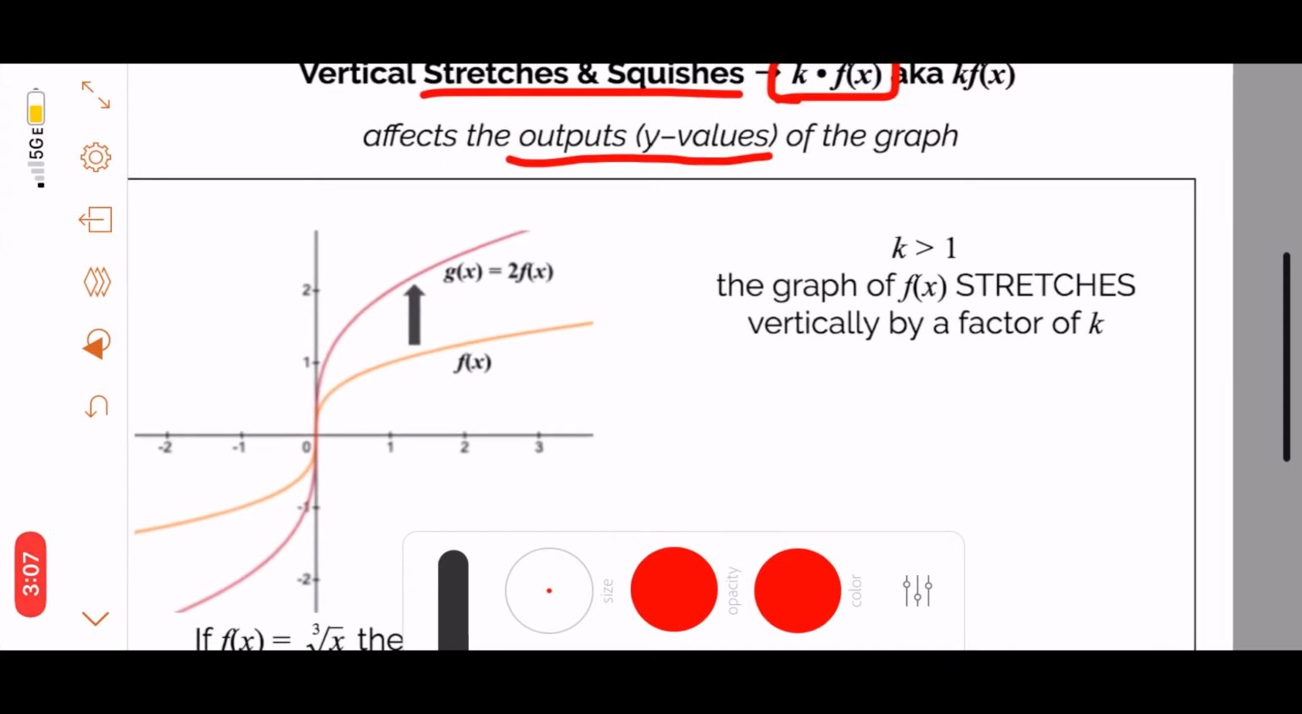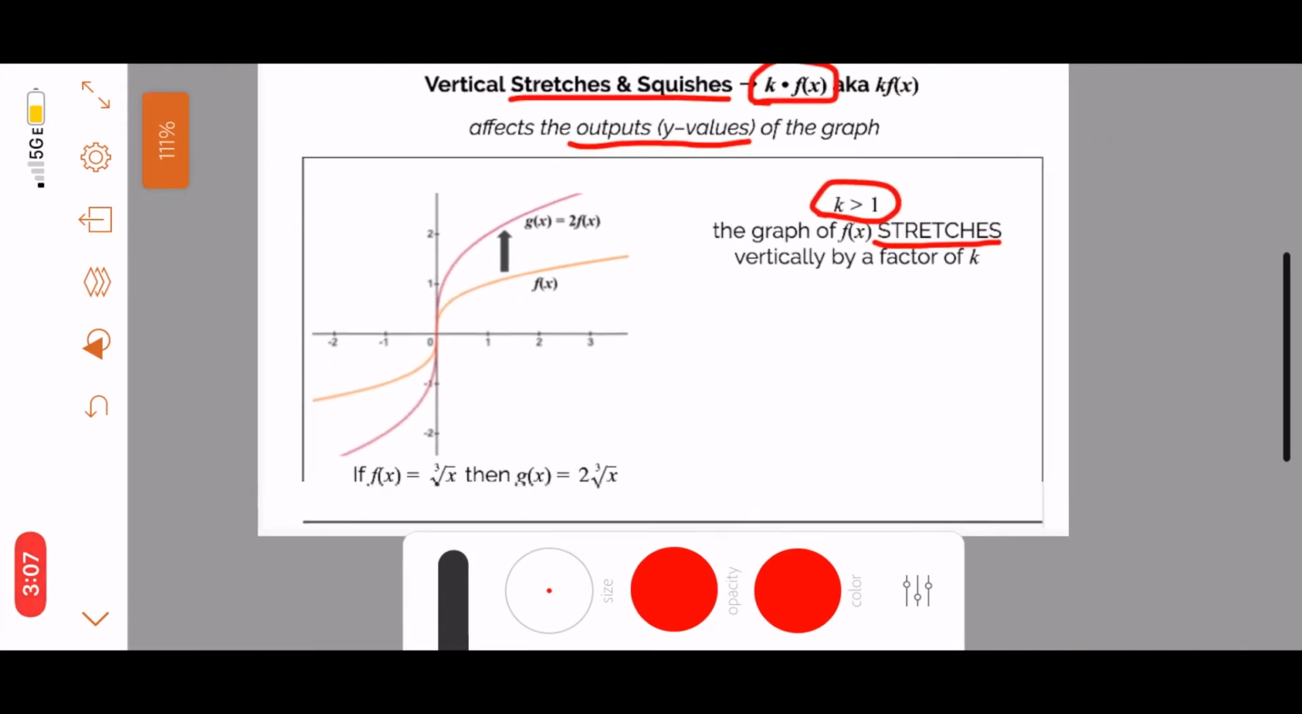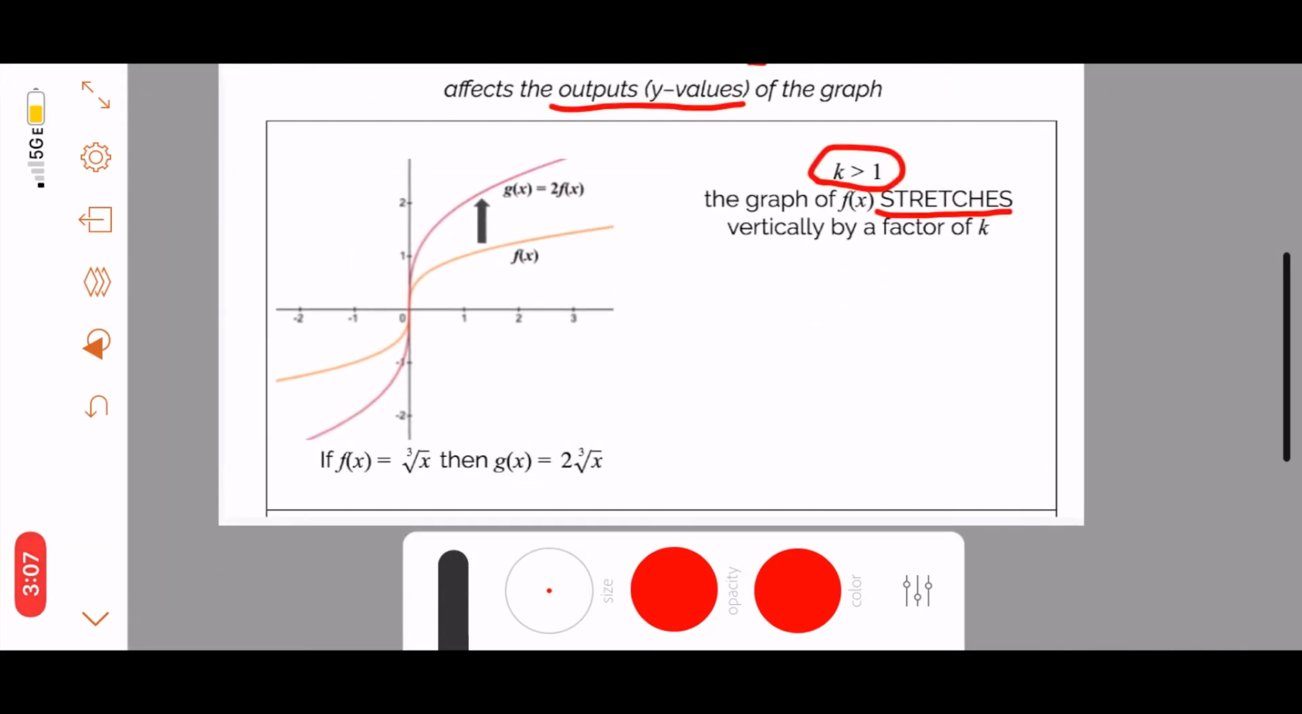Now this first example is a stretch, and you can tell it's a stretch because k is going to be greater than 1. And we say the graph stretches by a factor of k. So in this example, we're using the graph of the cube root of x, and then it's going to be stretched by a factor of 2.